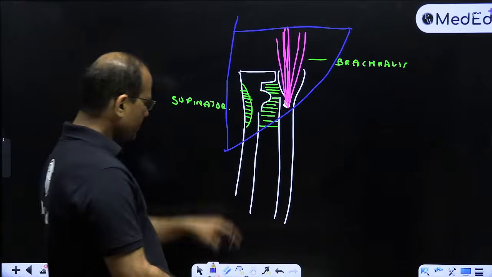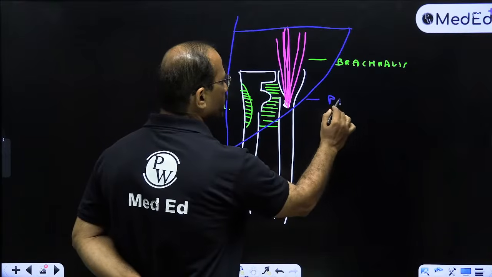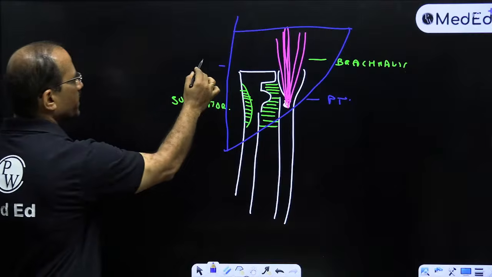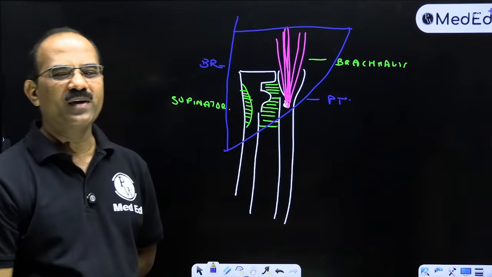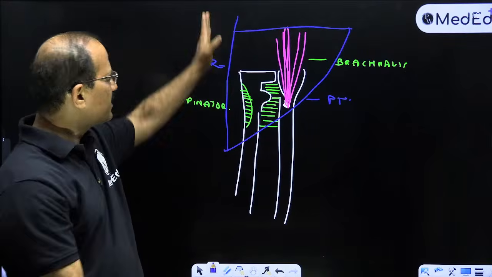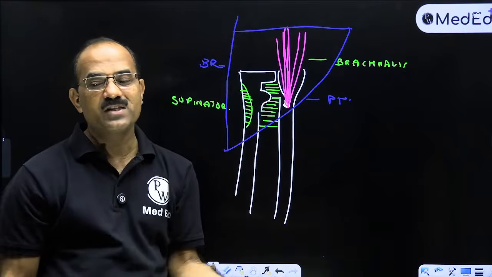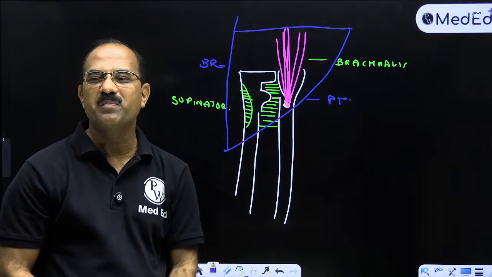And what are the boundaries बोल सकते हो? ये कौन है? That's the pronator teres. That's the brachioradialis. And the base is formed by the imaginary line joining the two epicondyles.